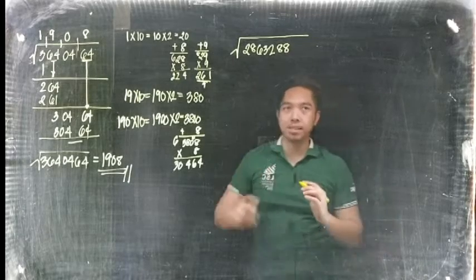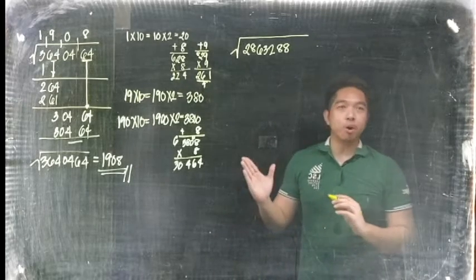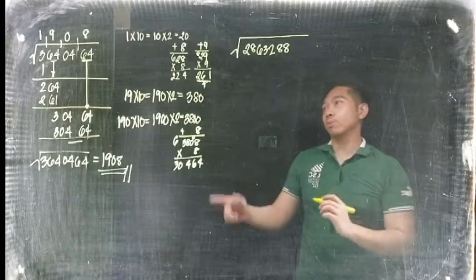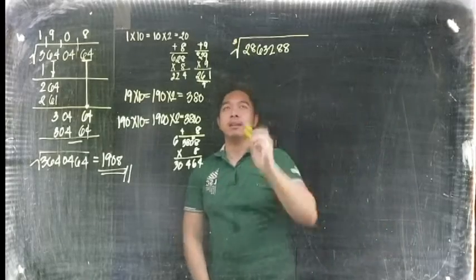2863288. Okay, so that's the number. So, paano naman ang process natin pag ganito? Sa cube root naman tayo. Oops, I forgot the index.